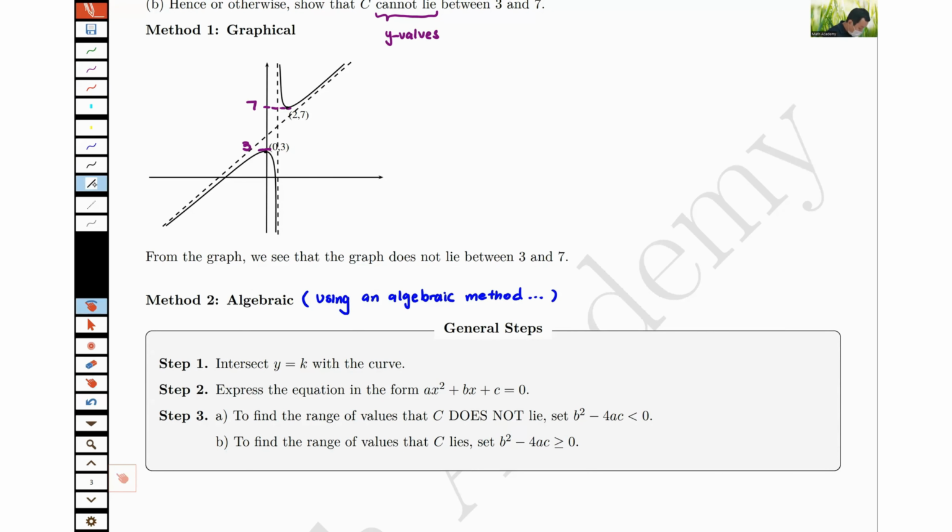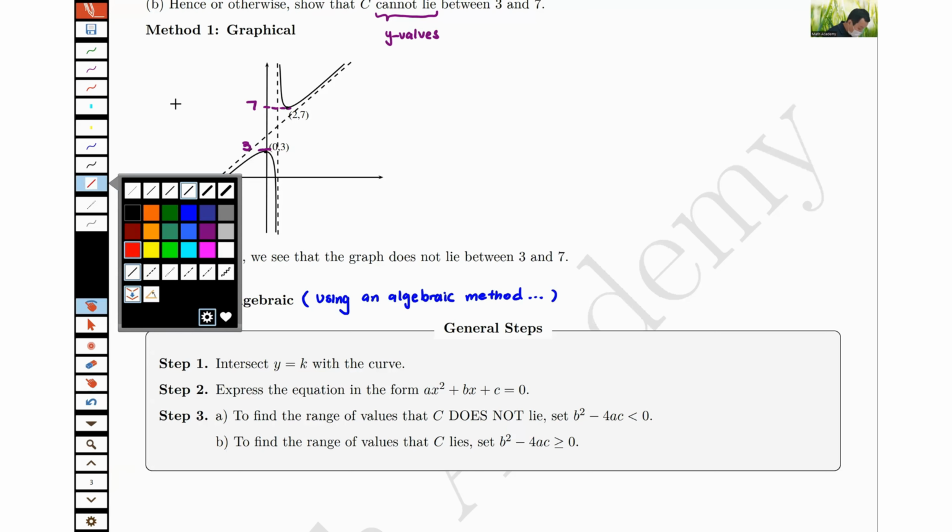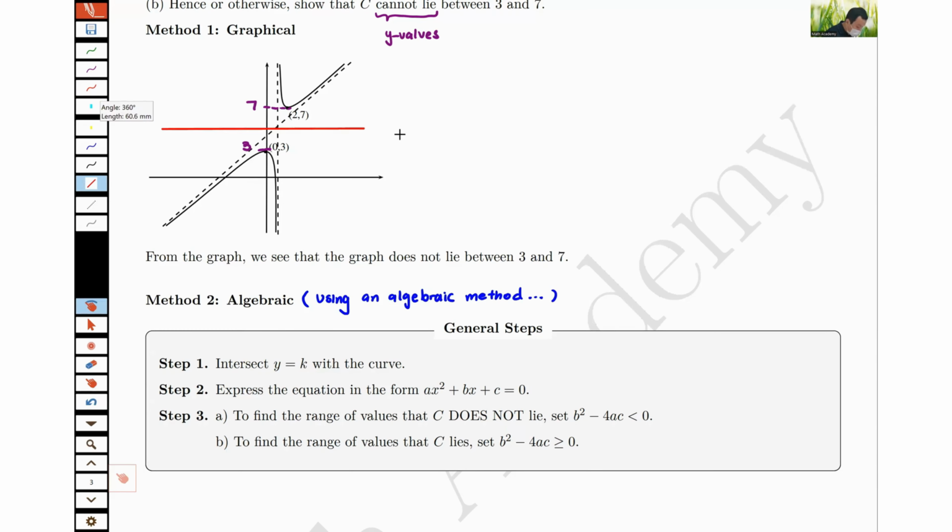We are going to take a horizontal line equation. Let's say we have a general horizontal line. Let's call this line y equals k. To solve algebraically, we want to do the following. I just write the logic on the right-hand side before we start the problem. I want to intersect y equals k with curve C.